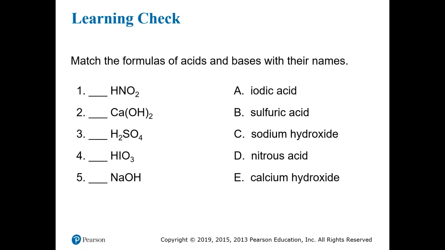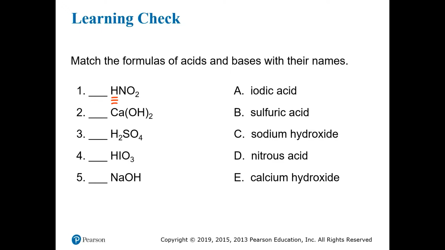So now we're going to try and name some acids and bases from the formula. The first thing that we need to do is figure out from the formula whether a substance is an acid or a base. Now, typically acids will begin with an H. They'll have a hydrogen right up front, and that hydrogen is the one that breaks apart and forms an H+ ion in solution.